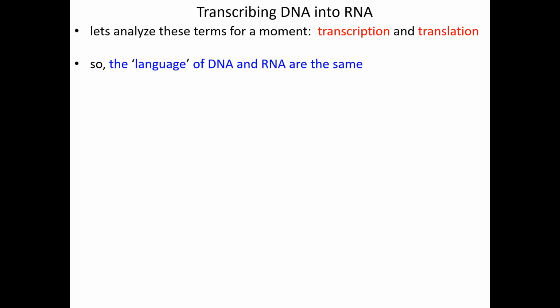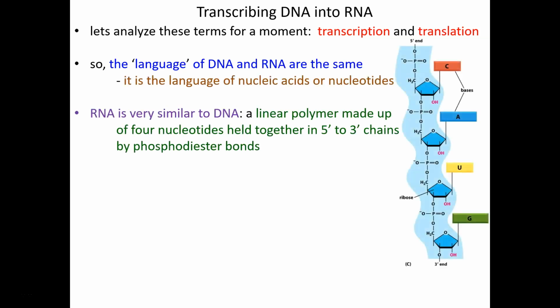So the language of DNA and RNA is the same. It's the language of nucleic acids, of nucleotides. DNA is very similar to RNA. They're both linear polymers. They're both made up of 4 nucleotides. They're both held together in chains with phosphate sugar backbones. They're both 5' to 3'. There's actually only a few differences between DNA and RNA, and they're almost like accents, right?